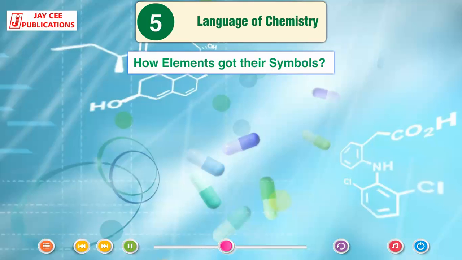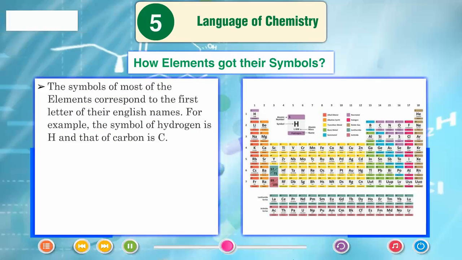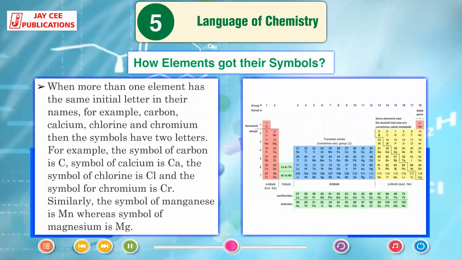How elements got their symbols. The symbols of most of the elements correspond to the first letter of their English names. For example, the symbol of hydrogen is H and that of carbon is C. When more than one element has the same initial letter in their names, for example, carbon, calcium, chlorine, and chromium, then the symbols have two letters.